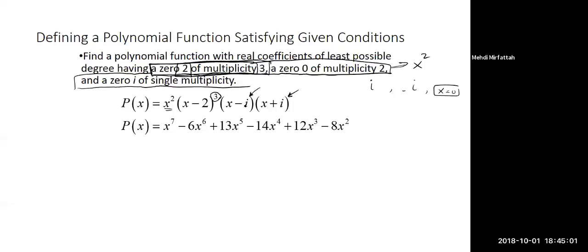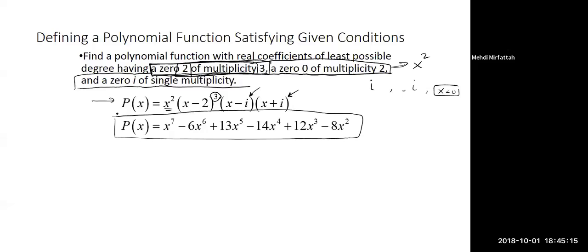And then we have i. Because we have i as one zero, the other one would be minus i, giving x minus i and x plus i. Okay, so if you multiply all this together, that would be my polynomial. So we should be able to read the zeros and their multiplicities, and write our polynomials based on that.